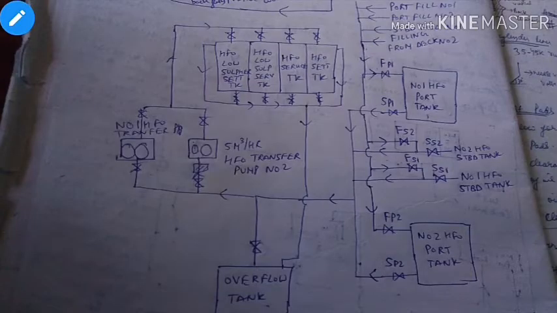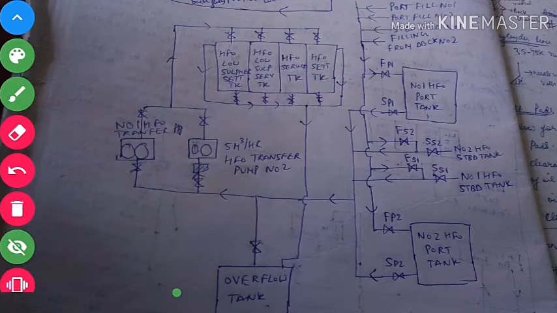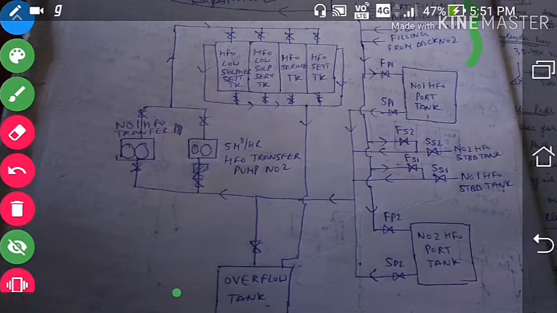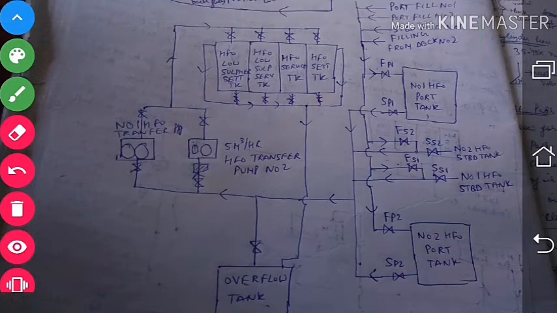So during bunkering time, this whole system will be on. This all will be on deck. It is port filling number 1, port filling number 2, starboard filling number 1, starboard filling number 2. These 4 will be on deck. From there we will take bunker.